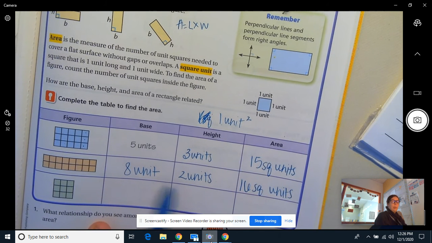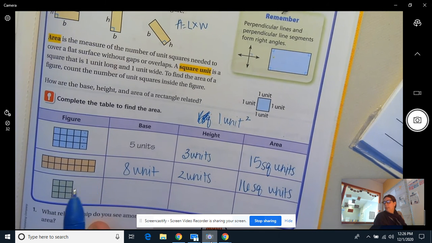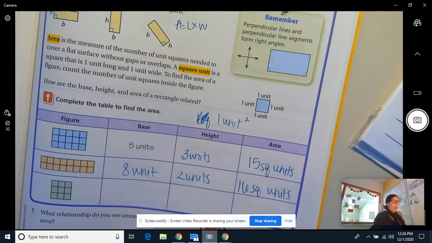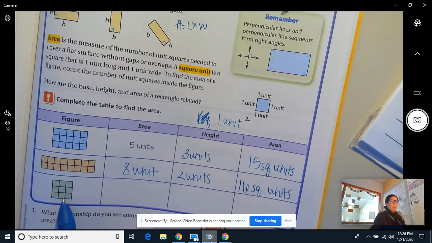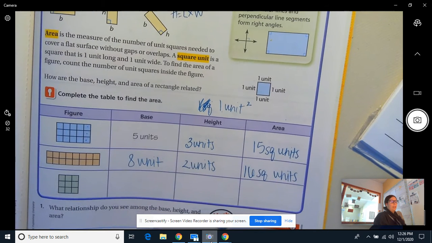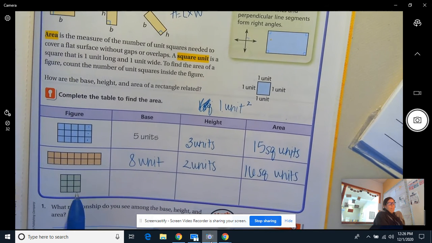Is it faster to multiply than count? Yes, it is. It was for sure. So, we're on this one. Do this one by yourself real quick, and we'll go over it, okay?